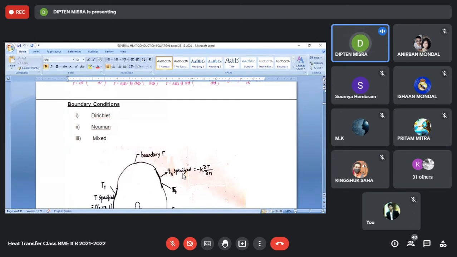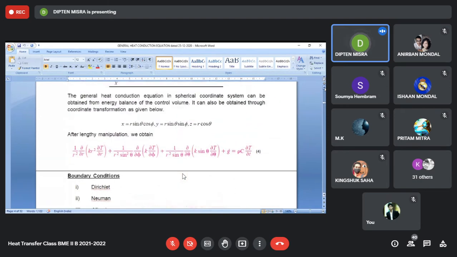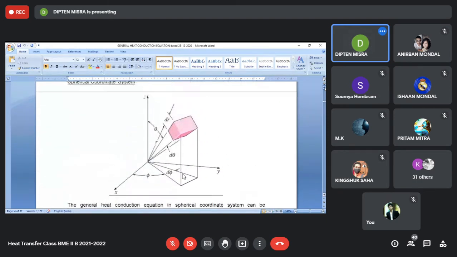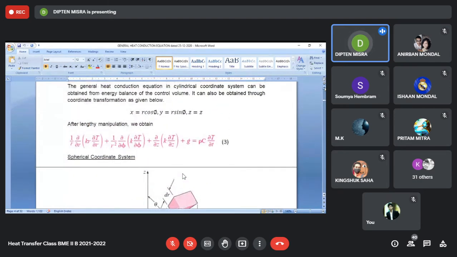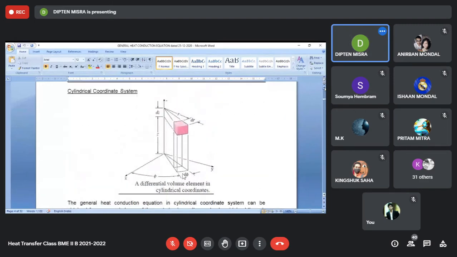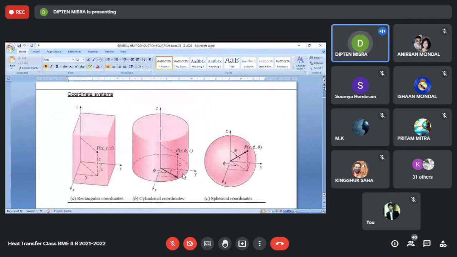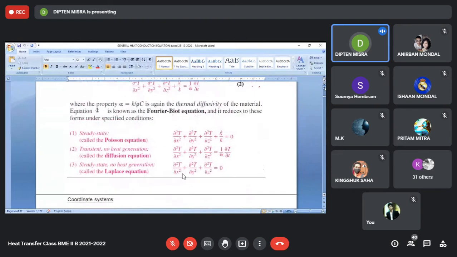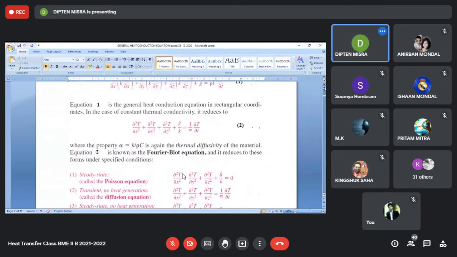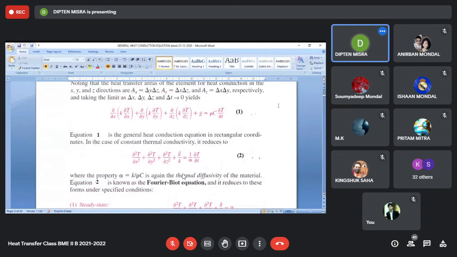Now previously we have derived the heat conduction equation for a rectangular Cartesian system for different possible situations, including the very general one where the conductivity is varying. In this case, the conductivity is varying and the heat conduction is taking place along all the three X, Y, Z directions. There is internal heat generation and an unsteady term.